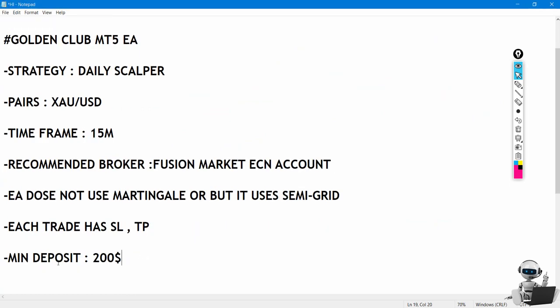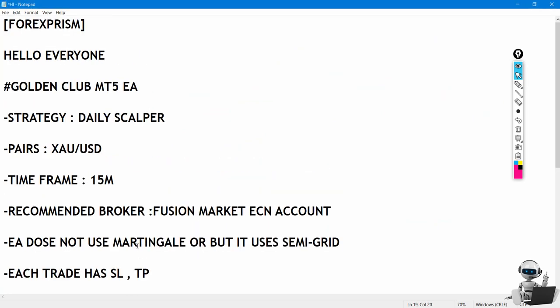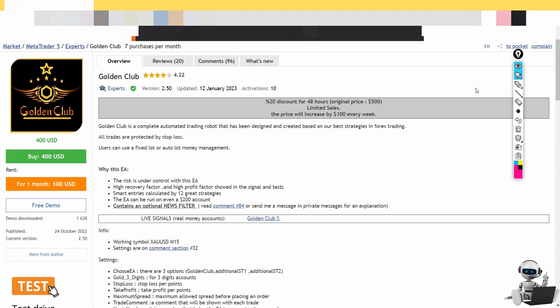Minimum deposit is $200. It is good for a minimum deposit. As you can see, currently the EA is trending, and for this month we have 7 purchases at a price of $400.